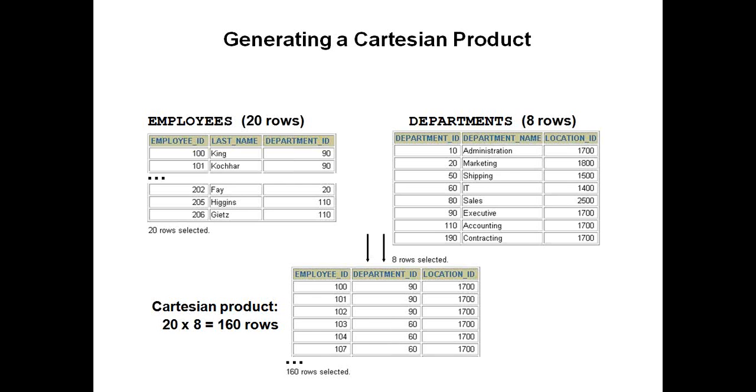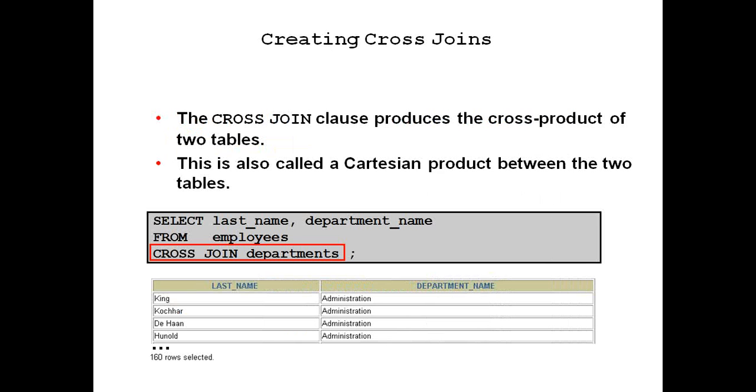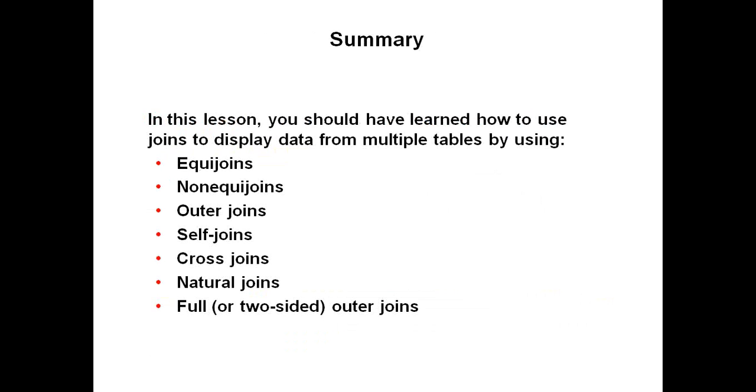So 20 into 8, you would be getting displayed 160 rows. And as I said, Cartesian product and cross join are one and the same. So that is how we have joins in place.